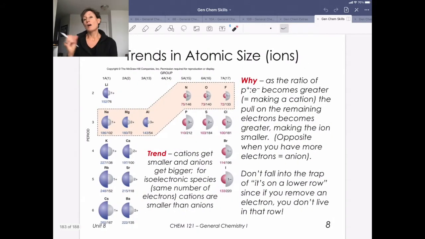All right, we also want to be able to think about what happens when you take an atom and make it into an ion. So again, the trends that we see here have to do with the proton and electron ratio. As we make something into a cation, what we're really doing is having a greater number of protons than we do electrons. So we're going to make cations be smaller because we're increasing that attractiveness between the positive nucleus and the negative electrons.